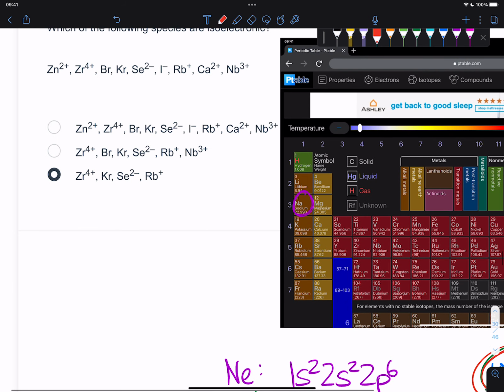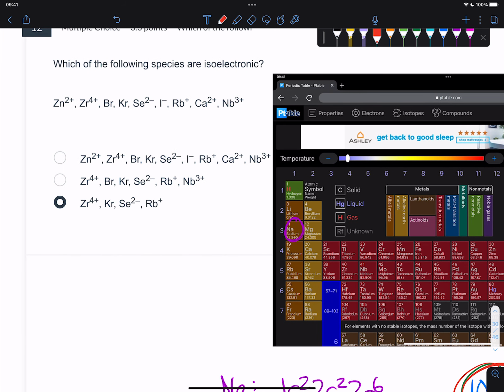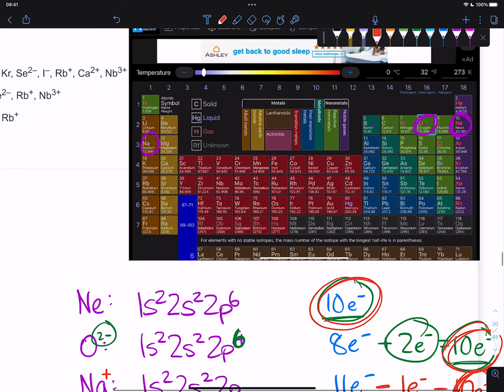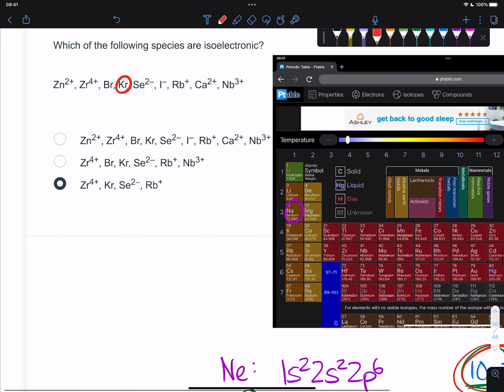So how does that work for this problem? We're going to look for our noble gas. I would recommend if you get a problem like this, find the noble gas. Krypton is the noble gas. Things tend to become isoelectronic to noble gases. Find krypton, and you'll see that krypton has 36 electrons when it's neutral.